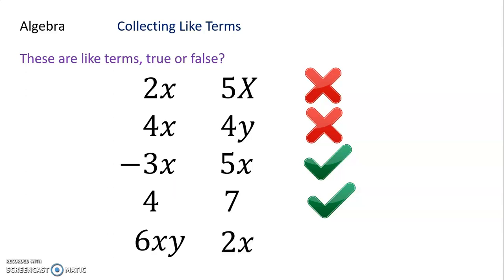And finally, 6xy and 2x. These are like terms, true or false. So you should have decided that this is in fact false, because although this involves an x, it's 6 multiplied by x multiplied by y, and that is not the same as just an amount of x's. So these are not like terms.